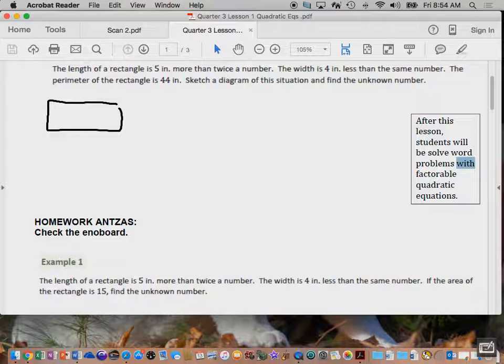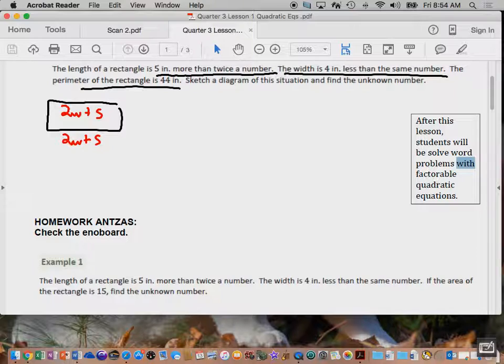The length, let's underline here. Length is 5 inches more than twice the number. The width is 4 inches less than the same number. Perimeter is 44. So, if I want to solve this, the length is 5 more than twice the number, so this is 2w plus 5. This side is also 2w plus 5, because in a rectangle, opposite sides are congruent.